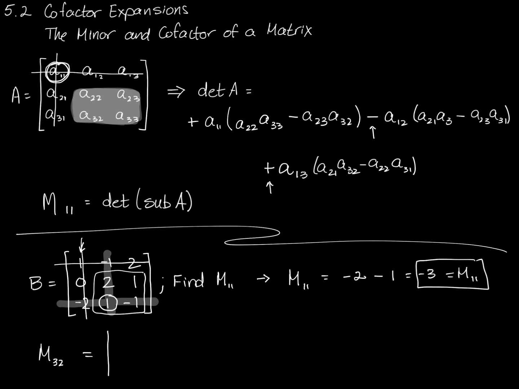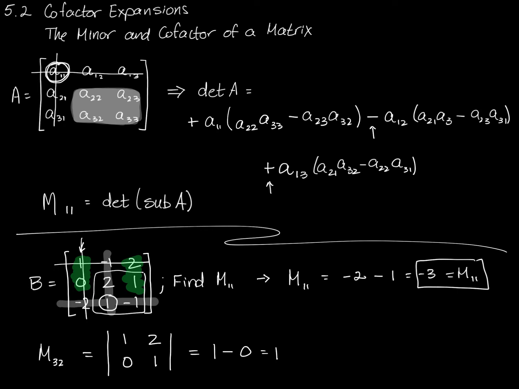The values that are left over when I used the highlighter in this case, right? Looking at my gray highlighter down here, I crossed out row 3 and column 2, and the entries that are left are these 2 and these 2. So I want the determinant of this submatrix, and that's going to be 1 times 1 minus 2 times 0.